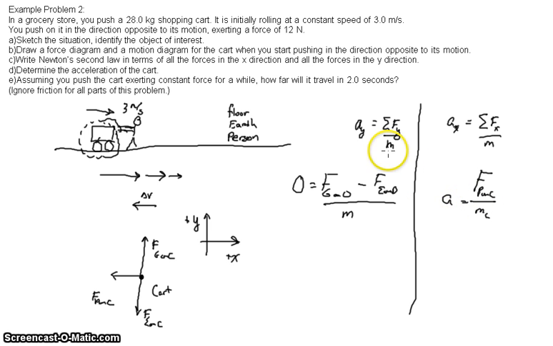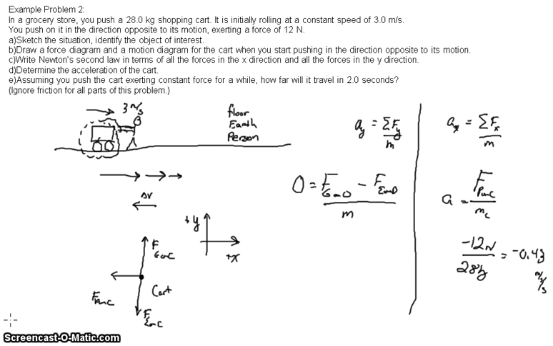Now, given what we're given, we know that the person pushes in the opposite direction at 12. So this is going to be negative 12 newtons divided by the mass of the cart, which is 28 kilograms. And this would then give you the acceleration. If you solve for the acceleration, you get 0.43 meters per second squared. That's the acceleration of the cart.